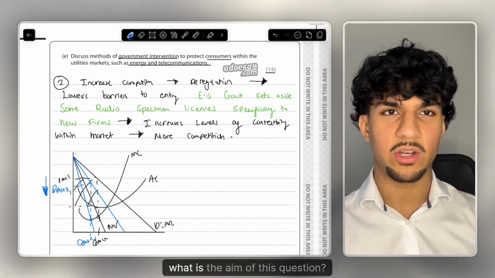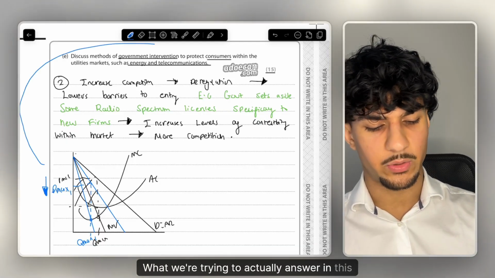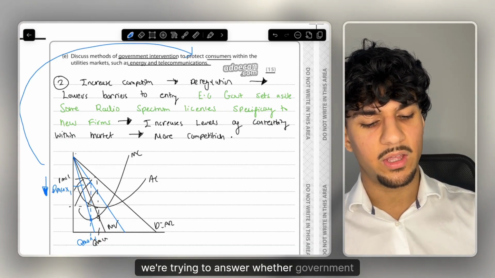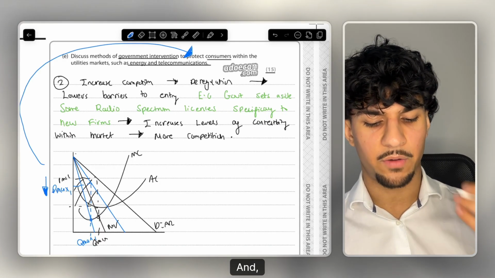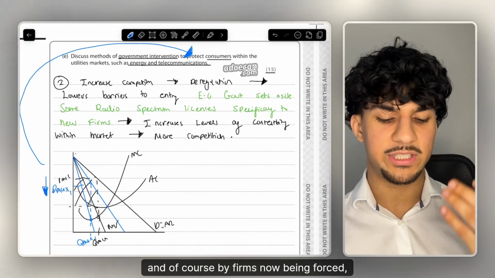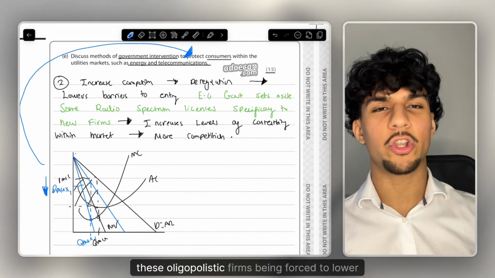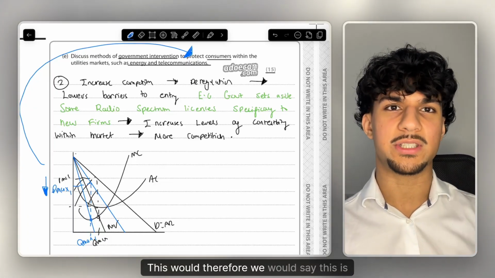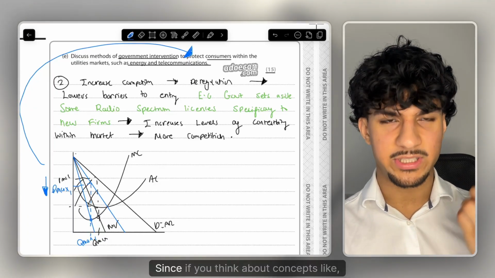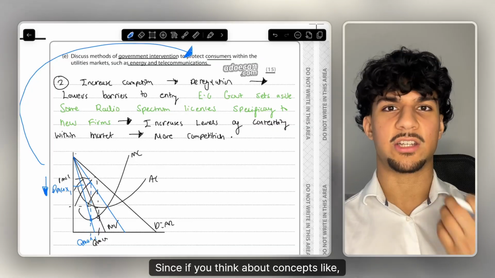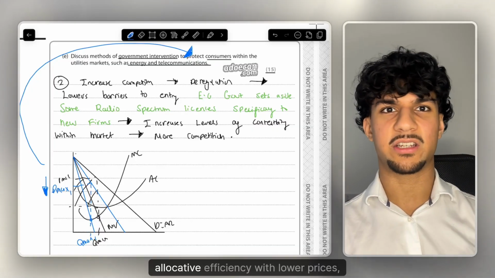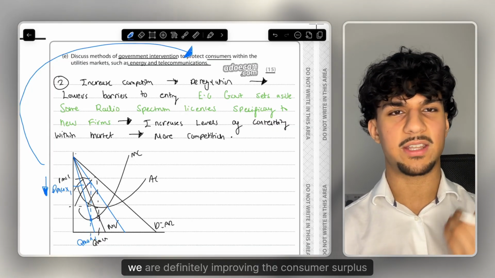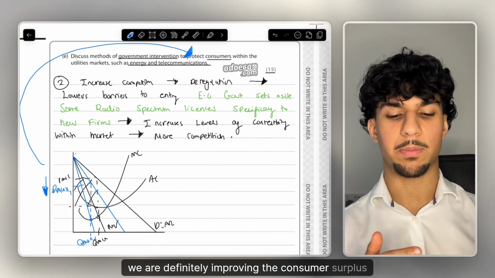Now, what is the aim of this question? What we're trying to actually answer in this question, we're trying to answer whether government intervention can protect consumers, and of course by firms now being forced, these existing incumbent firms, these oligopolistic firms being forced to lower their prices, we would say this is protecting consumers. Why? Since if you think about concepts like consumer surplus, allocative efficiency, with lower prices, we are definitely improving the consumer surplus in this market.